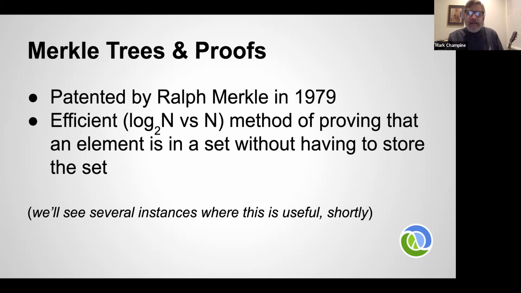Just some background: Merkle trees were patented by Ralph Merkle back in '79. One of their most important characteristics is that they have this log base 2 characteristic of efficient proofs, that an element is in a set without having to share the whole set. So anytime you can find log 2 effects, it can be tremendously powerful.